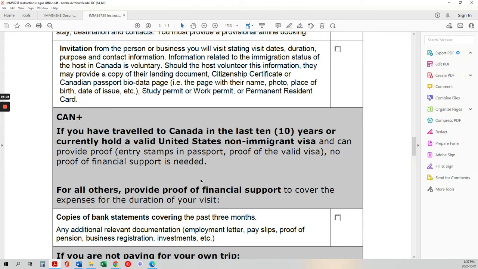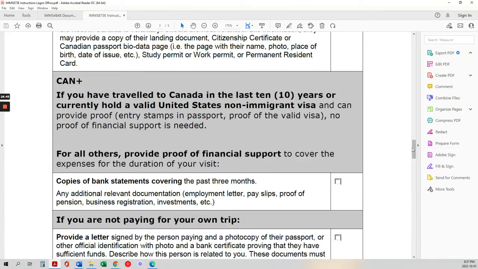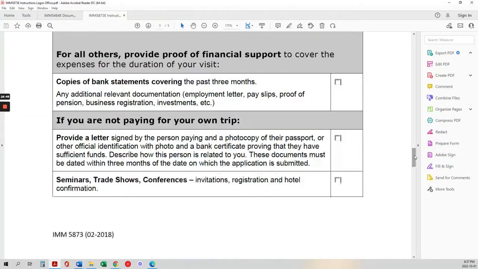Okay, those who have traveled to the U.S. and want to go to Canada. Okay, copies of bank statements covering the past 3 months. Again, I encourage you not to fake any documents. Do not submit any fake documents. I know anything is possible, especially when I stayed in Nigeria, anything is possible for a price. Don't do it. Please don't do it.